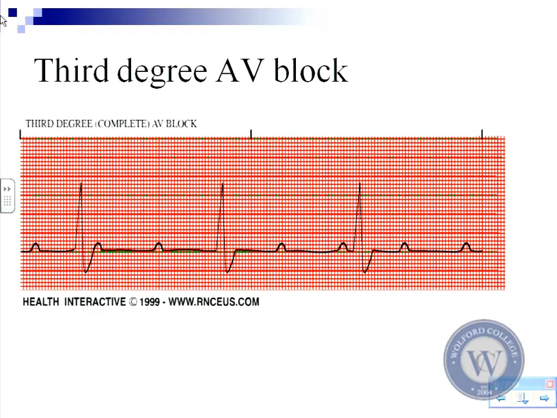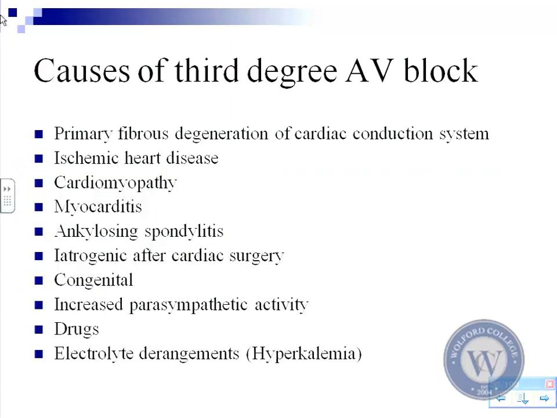Third degree AV block is actually a very serious condition where the AV node is basically diseased. The QRS now has no correlation at all with the P wave, so it basically marches through. The condition is serious because the heart rate is usually slow, usually in the 30s, which is the intrinsic heart rate of the ventricle. The primary cause of this is primary fibrous degeneration of age. It can also be induced by ischemic heart disease and cardiomyopathies. Myocarditis, ankylosing spondylitis, which is inflammation of the heart, can lead to this as well.